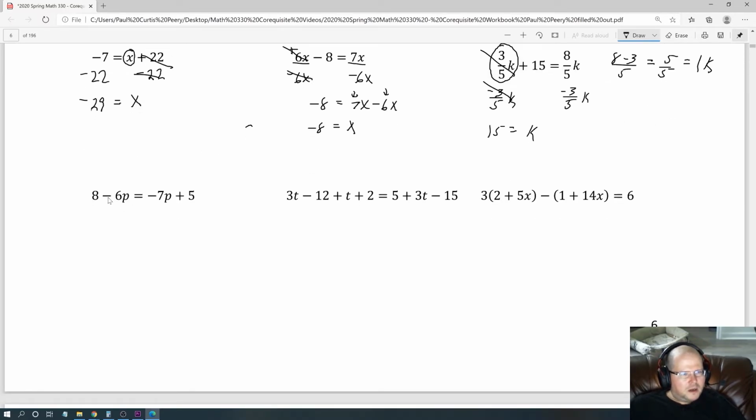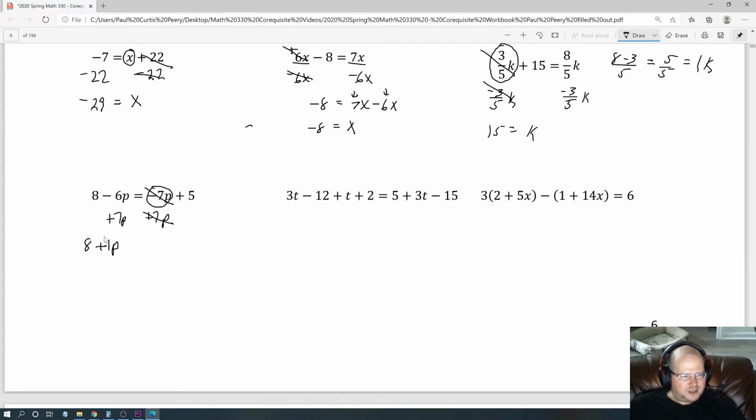Now, what I want to do is get all the variables on one side, all the constants on the other. Okay, so let's say I want to get all my p's. In this case, I want to get all these p's on the other side. So how do I get rid of a negative 7p? I'm going to add 7p. And then whatever I do to one side, I have to do to the other. So these p's are going to cancel out. And that leaves me 8. Negative 6p plus 7p is simply 1p. Right? Negative 6 plus 7 is 1p.